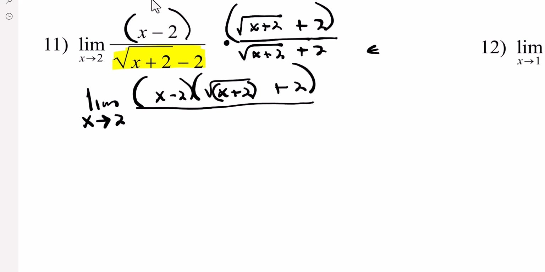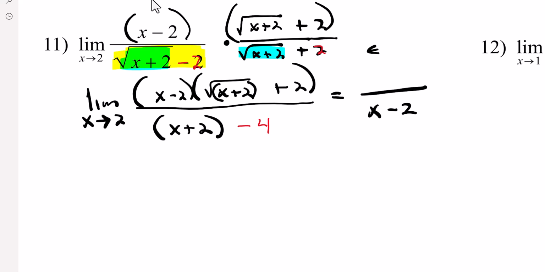Now, in the denominator, you multiply the first times the first, or radical times radical, the radical sign goes away. So that's x plus 2. And then what we have is negative 2 times positive 2. Well, that's negative 4. So in the denominator, 2 subtract 4 is negative 2. That's pretty crooked. Well, look at what we have. We have this x minus 2.